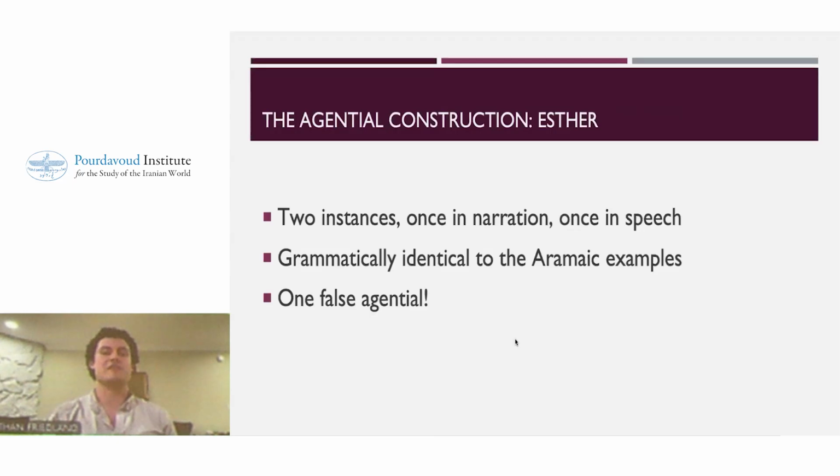Now, the Hebrew Book of Esther contains two potential agential constructions, once in narration, once in speech. These clauses parallel the numerous Aramaic examples that we saw earlier. Much like the examples in biblical Aramaic, the author or authors of Esther would have sought to emulate an Achaemenid-style court speech in order to contribute to the Persian atmosphere of the story.